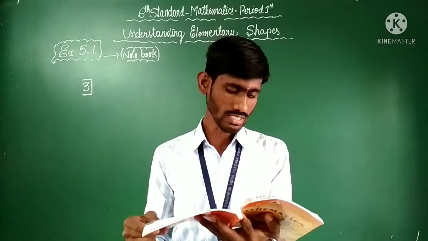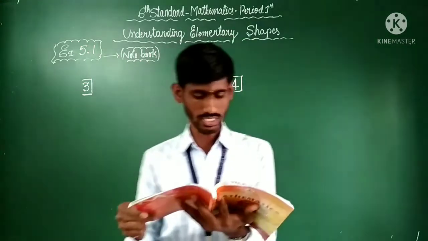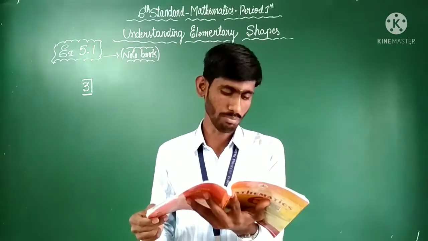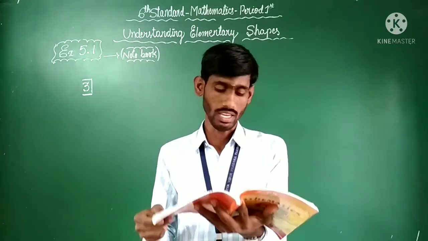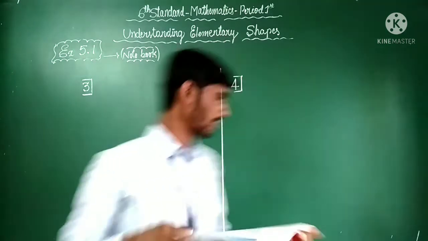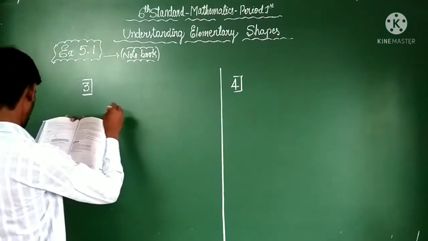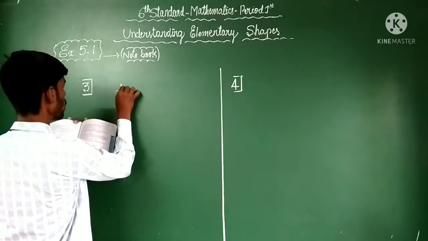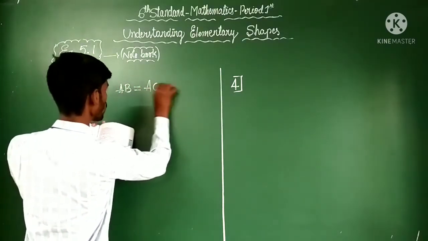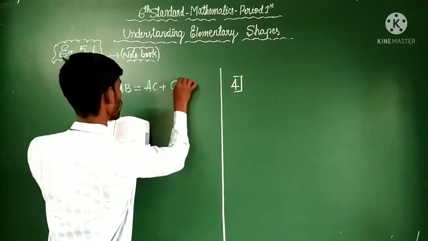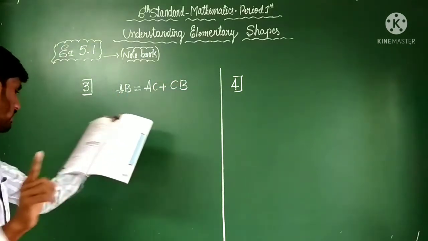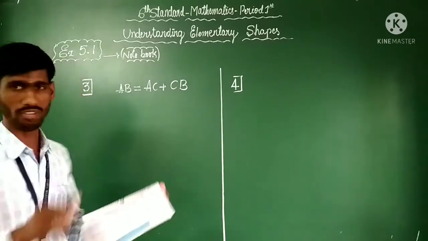Draw any line segment, say AB. Take any point C lying in between A and B. Measure the lengths of AB, BC and AC. Is AB equal to AC plus CB? Yes, dear children, we need to find out AB is equal to AC plus CB. This is the question we need to prove. Okay? Yes. C is the point in between AB.